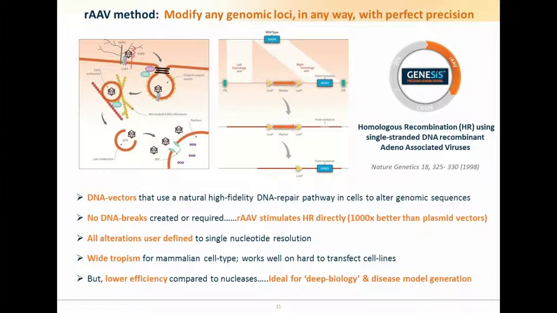But one of the drawbacks to AAV is it has a slightly lower efficiency compared to some of the nuclease technologies. It is particularly good at going after single alleles, but if you're looking at modifying multiple alleles at the same time, AAV requires that you do that sequentially. So its application for knock-ins and complex edits is very, very good, but it's something that we might not turn to as a first thought for a knockout.